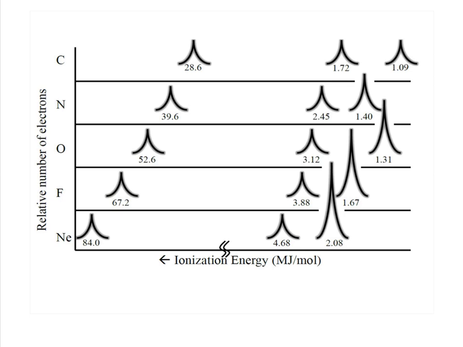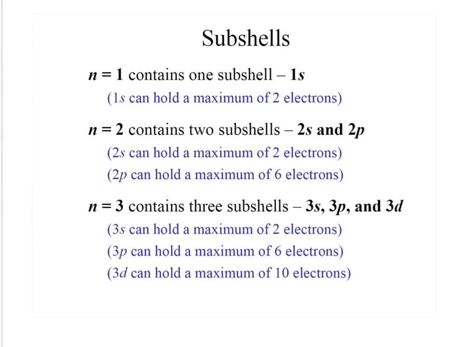So now this data tells us that the first shell can hold up to 2 electrons. The first subshell in the second shell can hold 2 electrons. And the second subshell can hold up to 6 electrons. So here's our revised shell model. The first shell contains 1 subshell, 1s. The second shell contains 2 subshells, s and p. The third shell has 3 subshells, s, p, d.